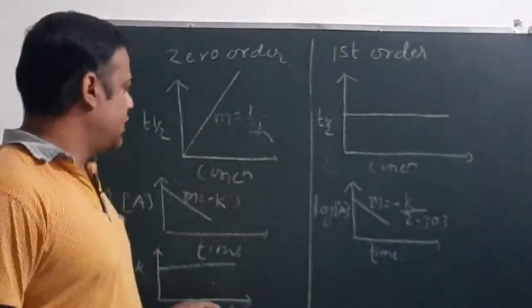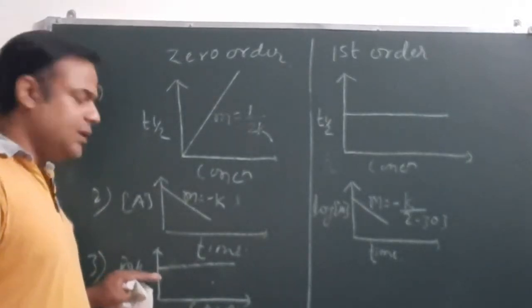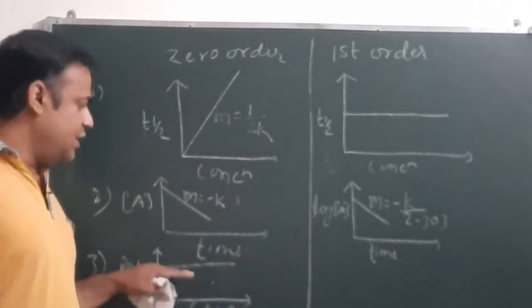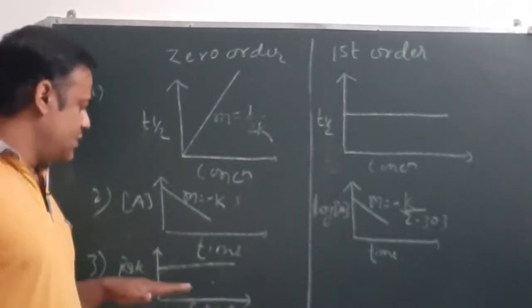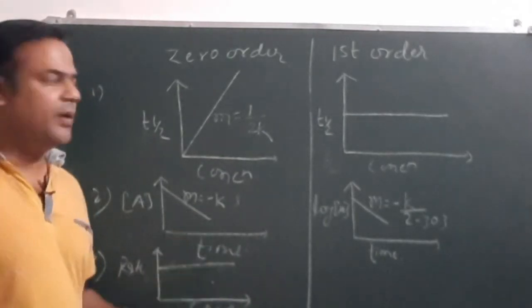So you can see here, if you plot the graph between rate and concentration in zero order reaction, then the nature of the graph is a straight line parallel to the concentration axis, meaning rate is independent of concentration.